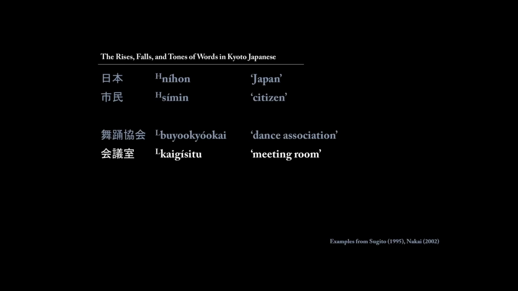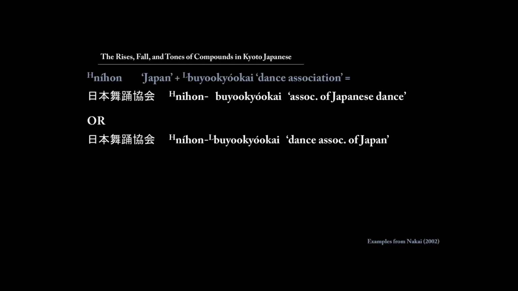And we can combine these words to make bigger compounds too, but when we actually put them together, the way they look isn't exactly as simple as just sticking them together in terms of their accent and their tone. For example, if we put together Nihon and Buyo Kyokai, there are two possibilities. One of them is Nihon Buyo Kyokai, which means Association of Japanese Dance, or Nihon Buyo Kyokai, which means Dance Association of Japan. We can see that the two compounds mean different things too.